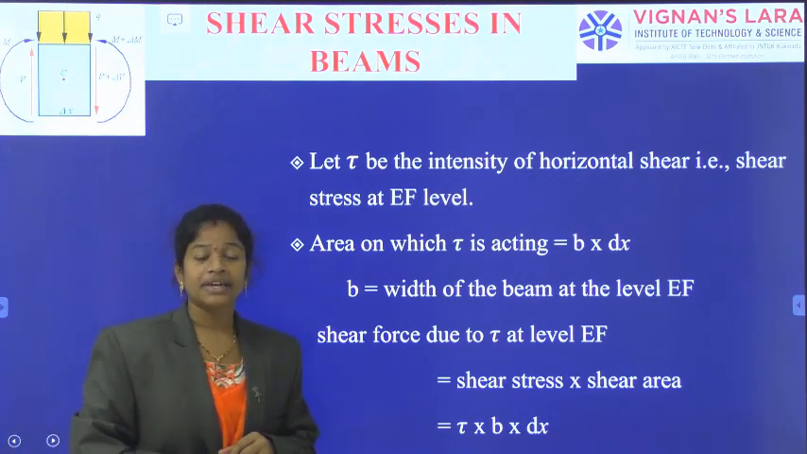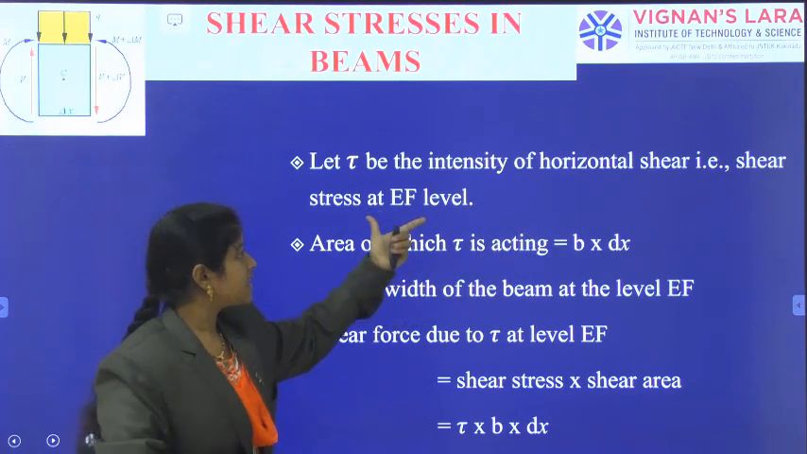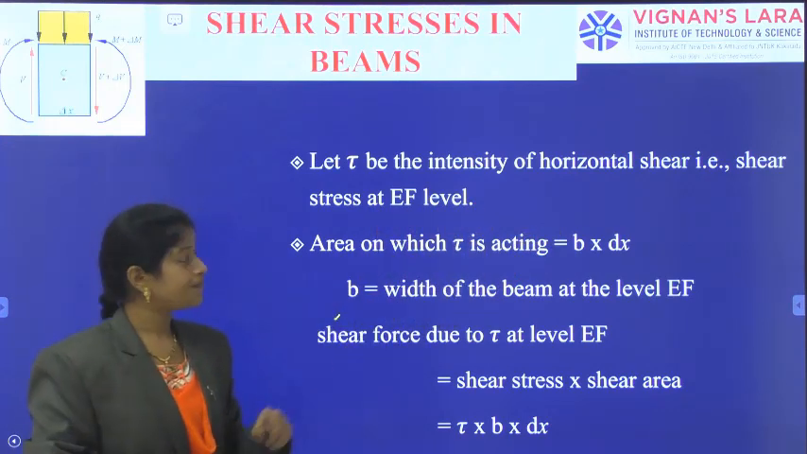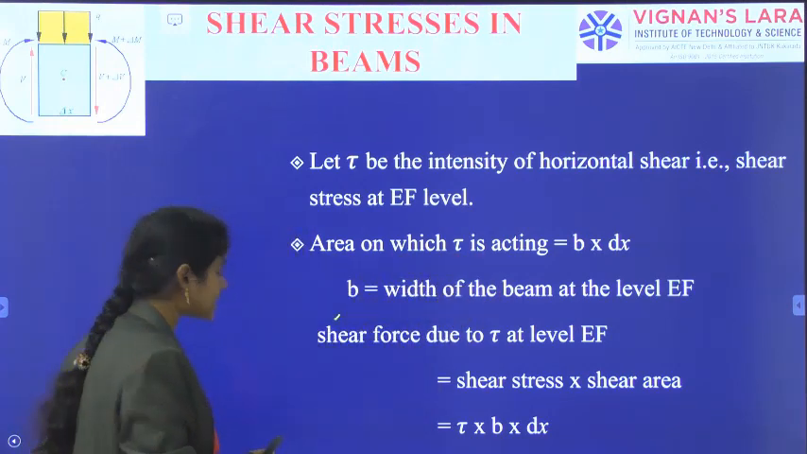Let tau be the shearing stress, or the intensity of the horizontal shear, at the level EF. Tau is the shear stress at the level EF. And on which area is the tau acting? See here.